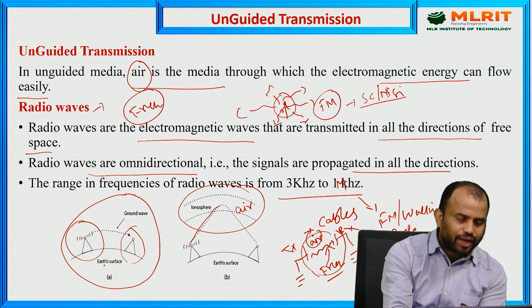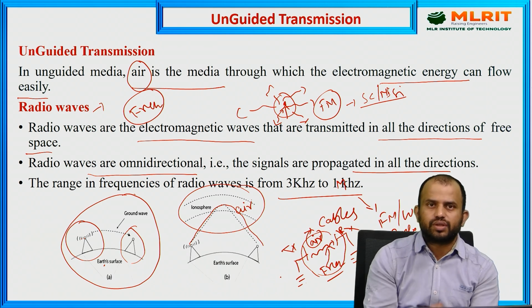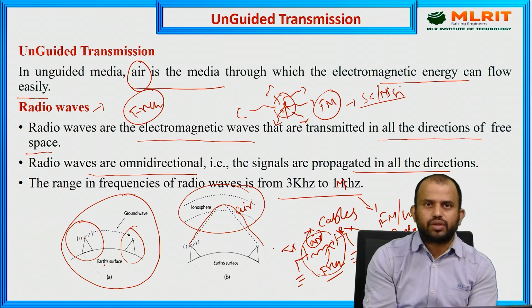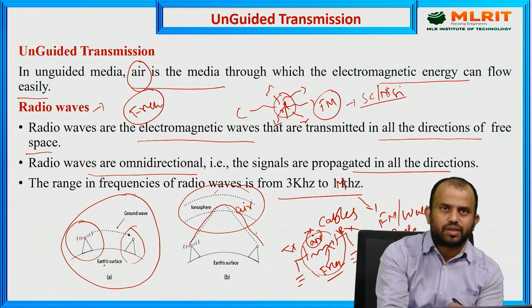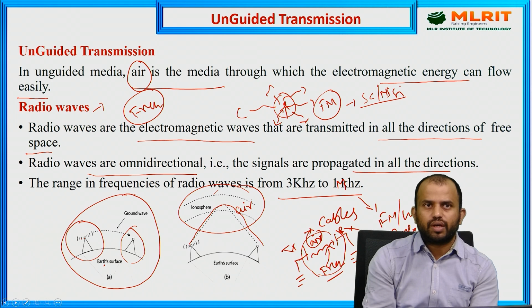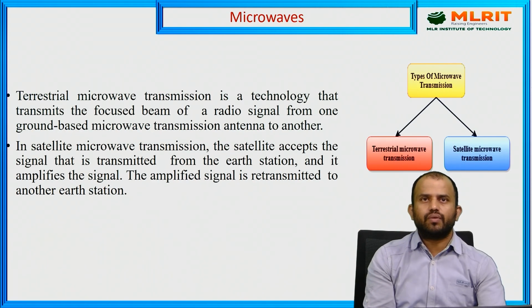The signals enter the air medium and reach the destination, from the source to the receiver direction. The information is transmitted through air. The ionosphere also acts as a kind of medium, a layer structure. And the second one is microwaves.